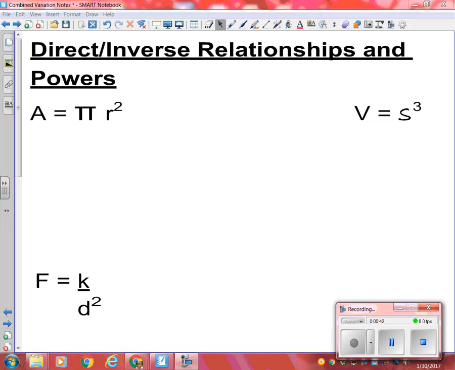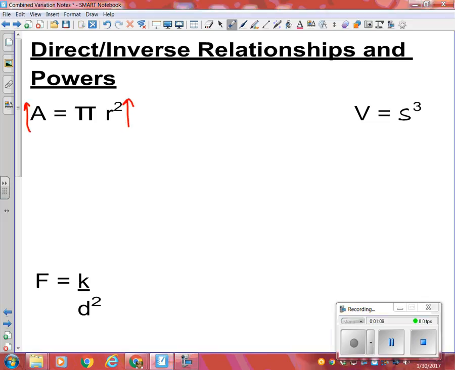All right, first of all, direct and inverse relationships and powers. Notice that this formula is A is equal to pi times r squared. Does anybody know what this is the equation for? Diameter. No, it's not the diameter, and no, it's not 3.14. What's the equation A equals pi r squared for? Area of a circle.